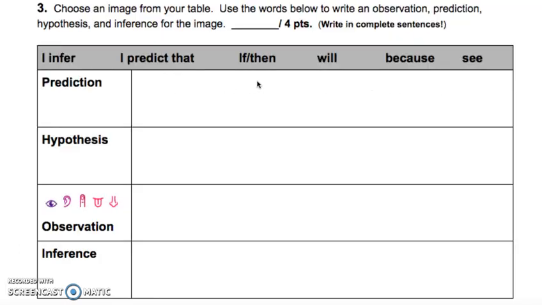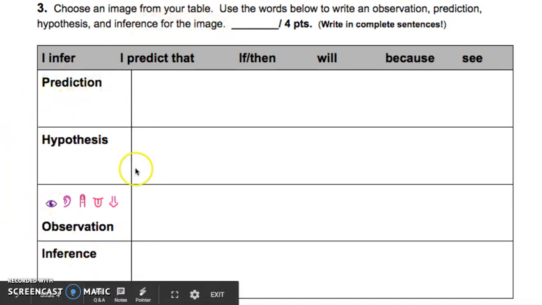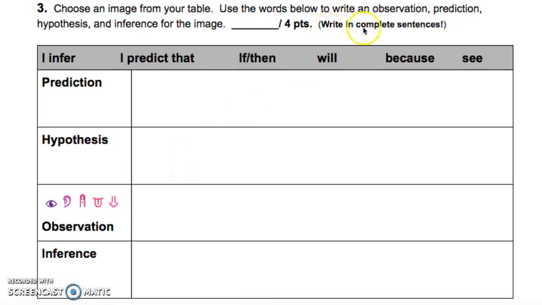Okay, students, your last job is choose an image from your table. Then use the words below to write an observation, a prediction, a hypothesis, and an inference for that image. So you're going to write the 4 skills for one picture. Make sure you write in complete sentences. Okay? Here are your word choices. I infer that, I predict that, if, then, will, because, see.